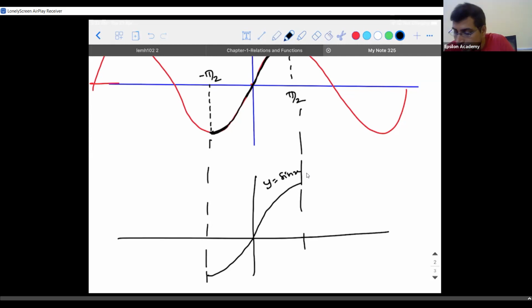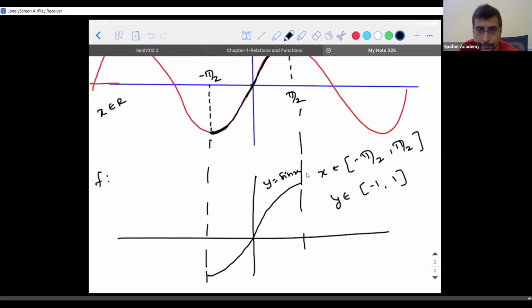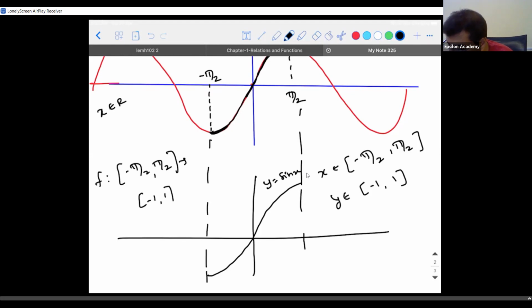Here, in the first case, x belongs to R. Here, x belongs to minus pi by 2 to pi by 2, and y still belongs to minus 1 to 1. So if I define y is equal to sin x like this, f is mapped from minus pi by 2 to pi by 2 to minus 1 comma 1.